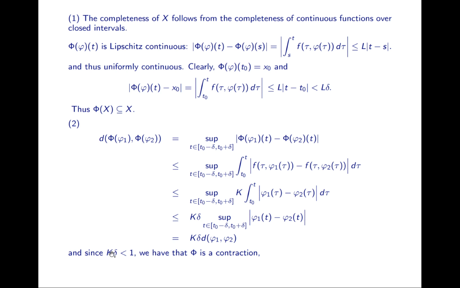Now, by construction of delta, k times delta is strictly less than 1. And since k times delta is strictly less than 1, phi satisfies the condition of a contraction. So it's a contraction operating on a complete metric space that is mapped to itself. So by the contraction mapping principle, big phi has a unique fixed point. And as we pointed out earlier, that unique fixed point must be the unique solution to the initial value problem.